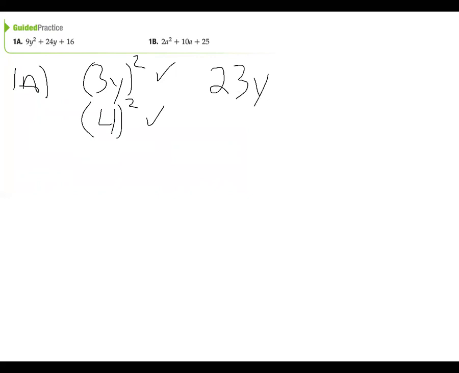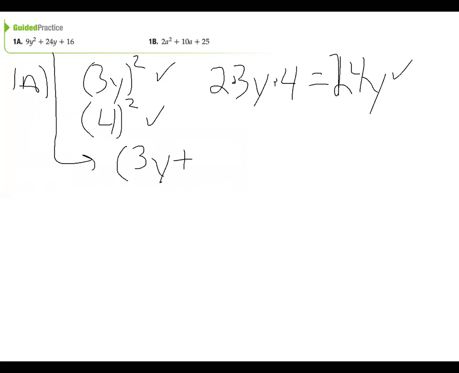All right, here's 2 for you to try. Go ahead and pause the video. Okay, we're back. So first one, 1a, the first term is 3y quantity squared. We're good. The last term is 4 squared. Good. Now if I double 3y times 4, that gives me 24y. Yep. So this factors into 3y plus 4 quantity squared.